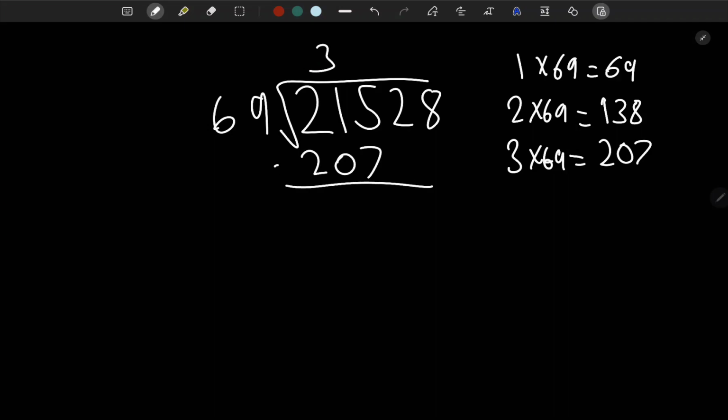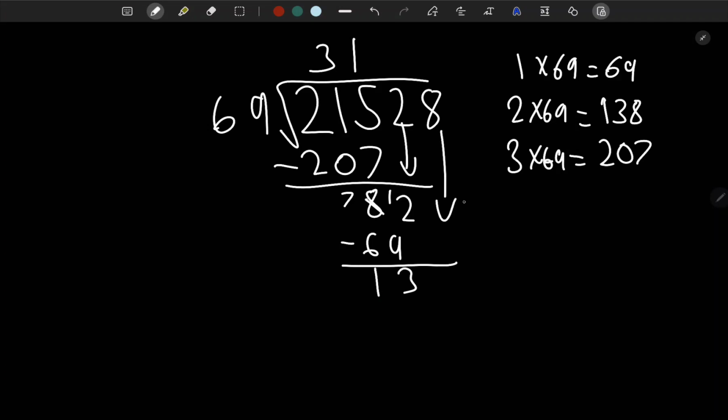207, and now just minus this is going to give you 3 and 5, so 8 here, and we bring this down. Now what is 82 divided by 69? It's going to be 1, and now minus 69, and this is 3 and 1. Now bring this down. So 138 is times 2. So the final answer is 312. And we can just do this to show the final working. And yeah.